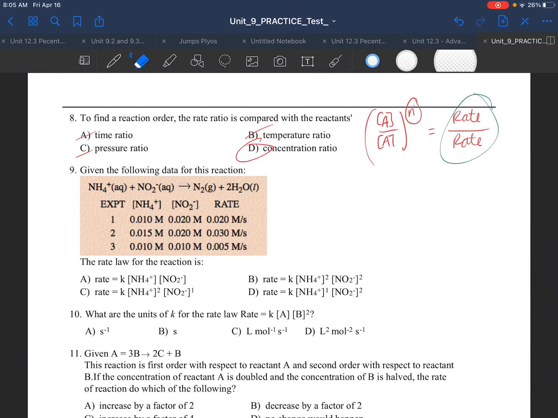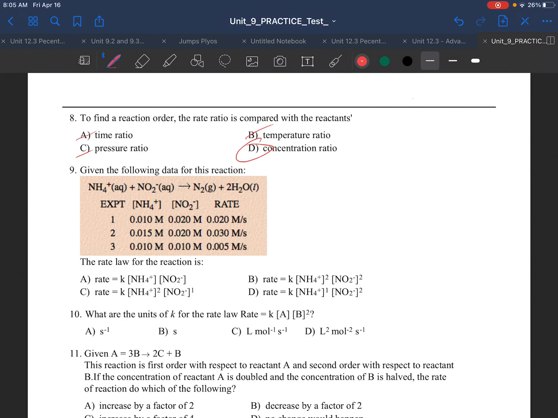Number 9. I'm going to erase this to give myself some more space. This wants you to find the rate law for this reaction. On the key posted, it did have the wrong answer, so don't worry if you were freaking out. But how we would find it is we need to split it into both reactants here and solve for their reaction order. I'm going to start with NH4+. Feel free to just call this one A and this one B for less writing, but I'm just going to continue writing with the full compound.